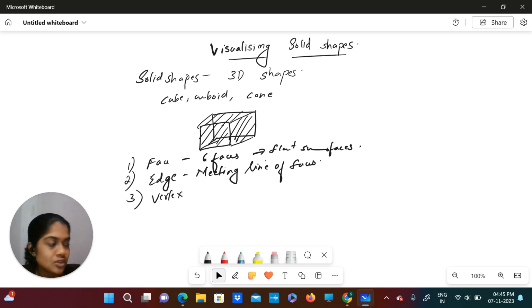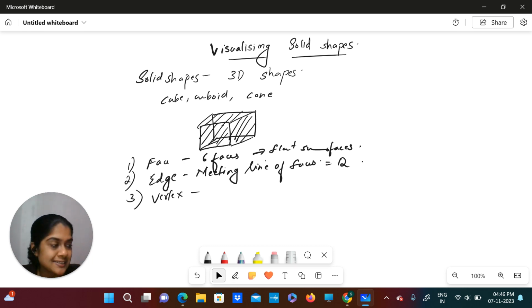How many edges does a cube or a cuboid have? If you look at it, on top there are 4: 1, 2, 3, 4. At the bottom also there are 4. And at the side, 1, 2, 3 and 4. So 4 plus 4 plus 4, you will have 12 edges.